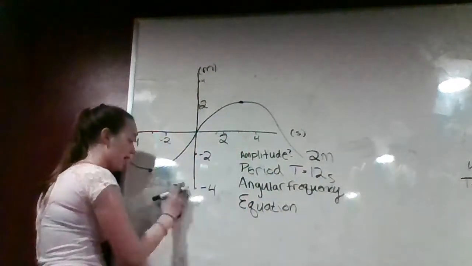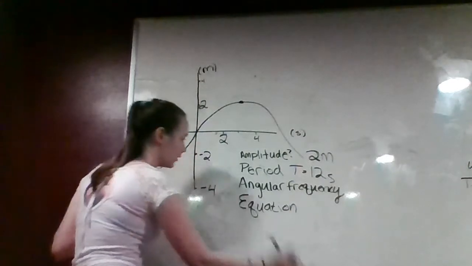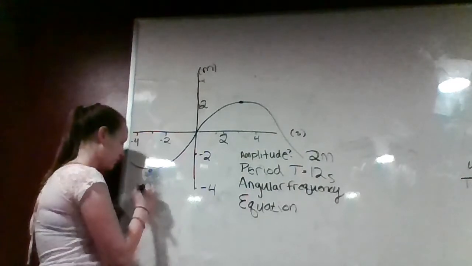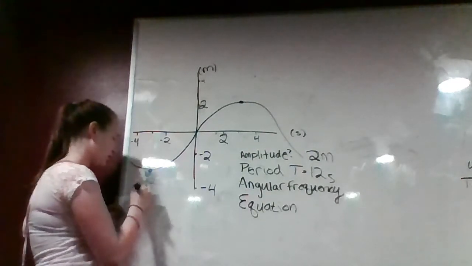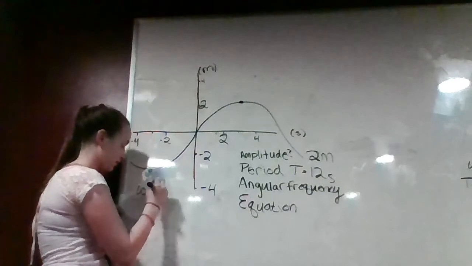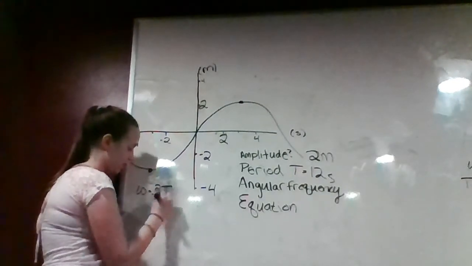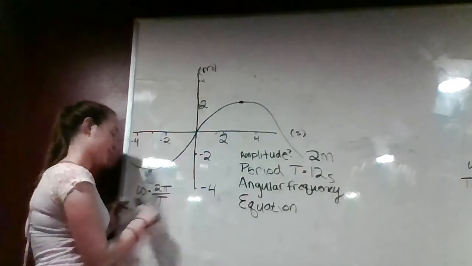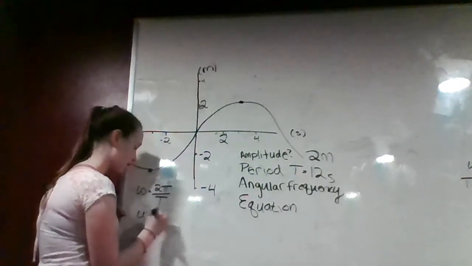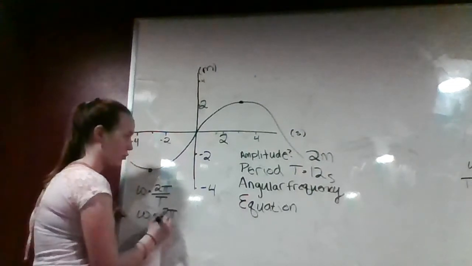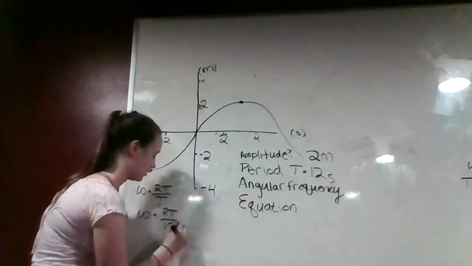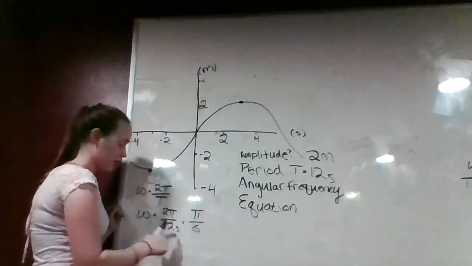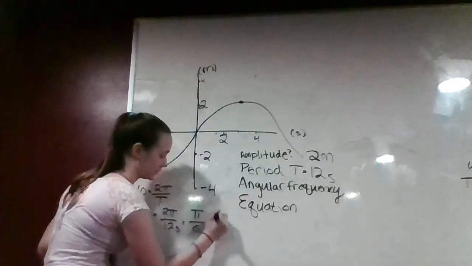Next, it asks us for the angular frequency. We have an equation relating the angular frequency and the period. That would be that the angular frequency equals 2 pi over the period. So we don't know the angular frequency, but we know the period. So then we just go omega equals 2 pi over the period, which is 12 seconds. And that equals pi over 6. And we have 1 over seconds, so that's in hertz.